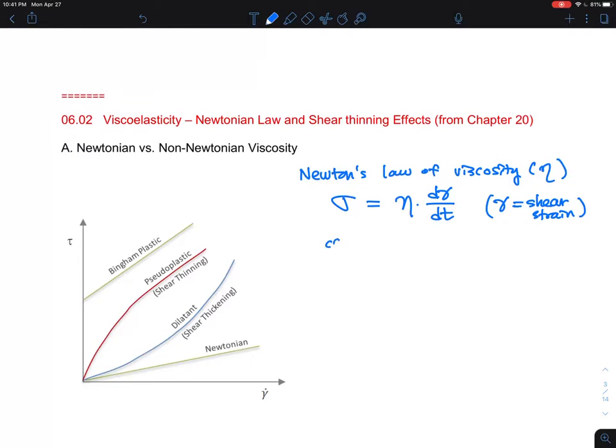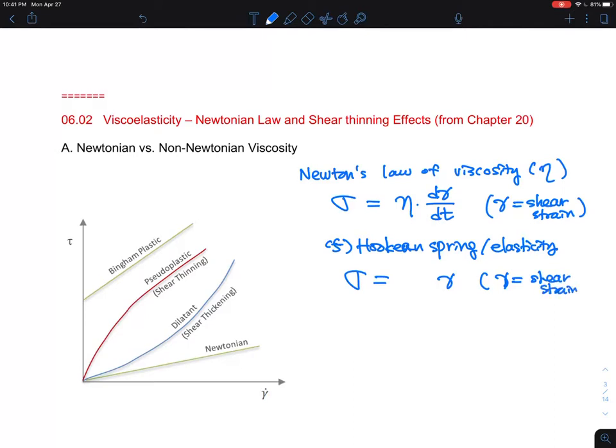So if you're looking at the Hookean spring elasticity, the stress is going to be proportional to the strain, okay? Because gamma is a shear strain, and the proportional constant we typically call G, okay? And this is the shear modulus. Okay, so this is the viscosity.